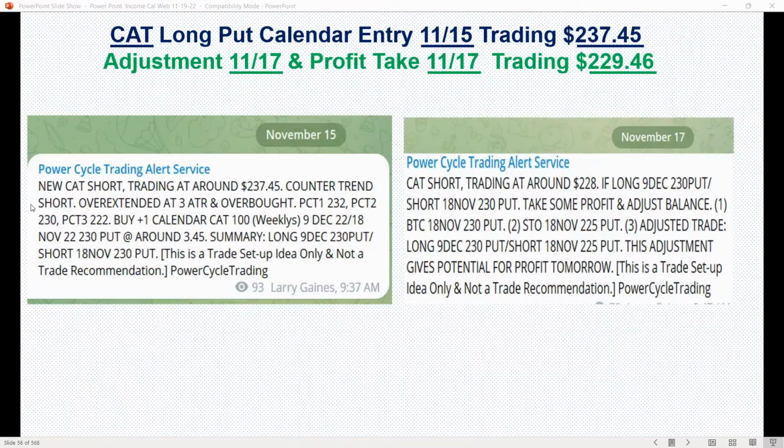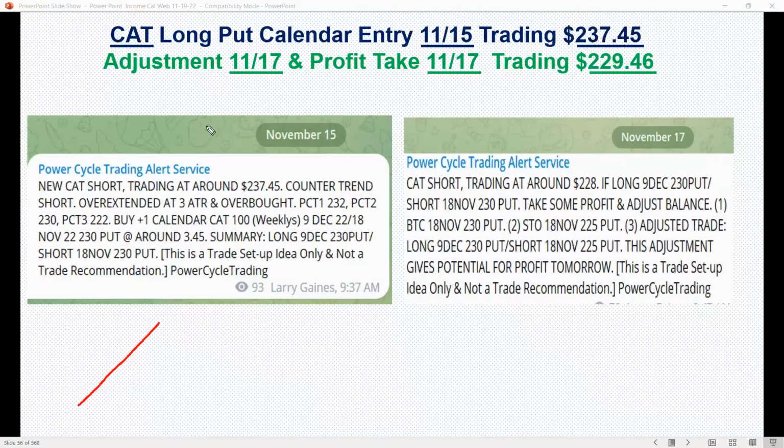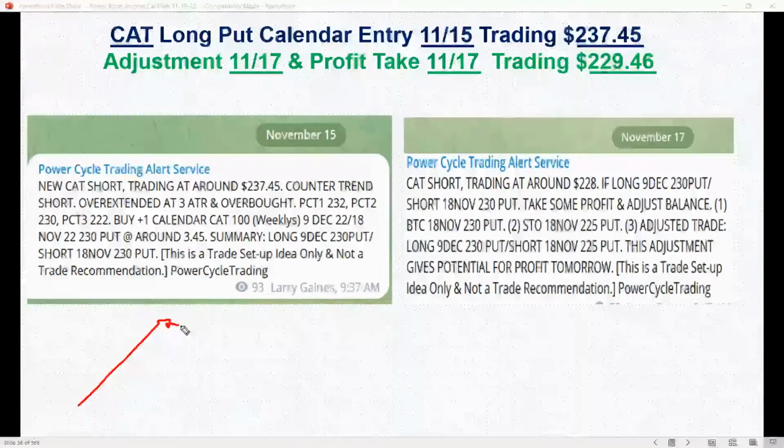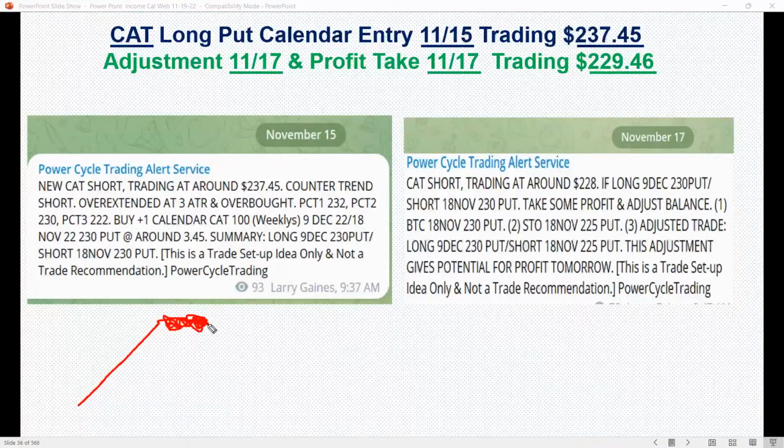So here's an example of one we just did this past week, and this was on Caterpillar. The basics for the trade was that CAT had been a big, huge move to the upside and got very extended, overbought to the upside, and looked like, based on the indicators that we use, it was starting to stall out, what I call buying exhaustion.